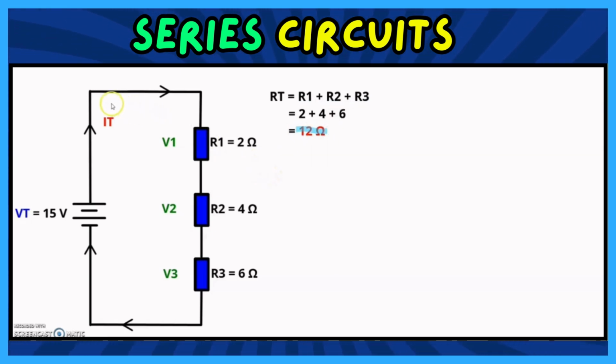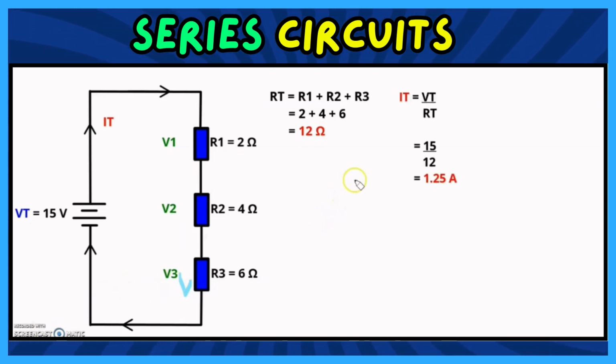The next thing that we will be calculating is the total current flowing in the circuit. I will do this by making use of one of my Ohm's law formulas, which says that my total current is equal to my total voltage of the circuit divided by my total resistance, which I've already calculated. That gives me 15 divided by 12, and I have a total current flowing in the circuit of 1.25 amps.